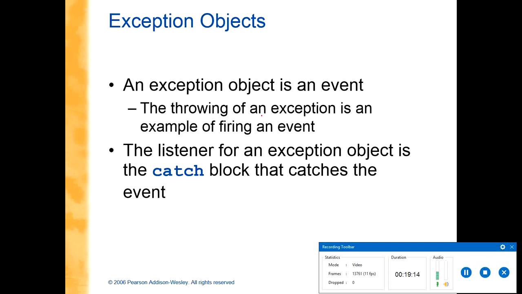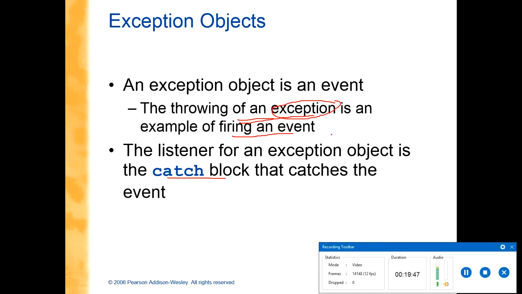Exception objects. Exception object is an event also. The throwing of an exception is an example of firing an event. Now what is throwing of an exception? Exception is nothing but a user generated error. We call it a user generated error. We will learn more about exception handling in the coming chapters. So the listener for an exception object is the catch block. Right now you are not familiar with try catch or exception handling.